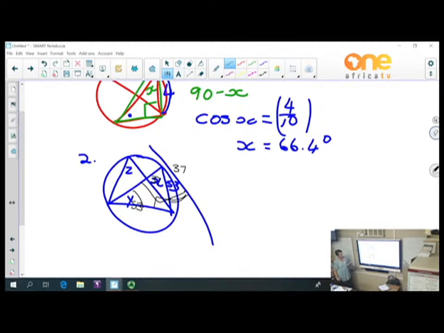And now the last one is to get Z. What would you say is Z? What is Z? But you're supposed to work on your question and label the equal marks. Z is also 37 because it's subtended by the same arc, that one there.